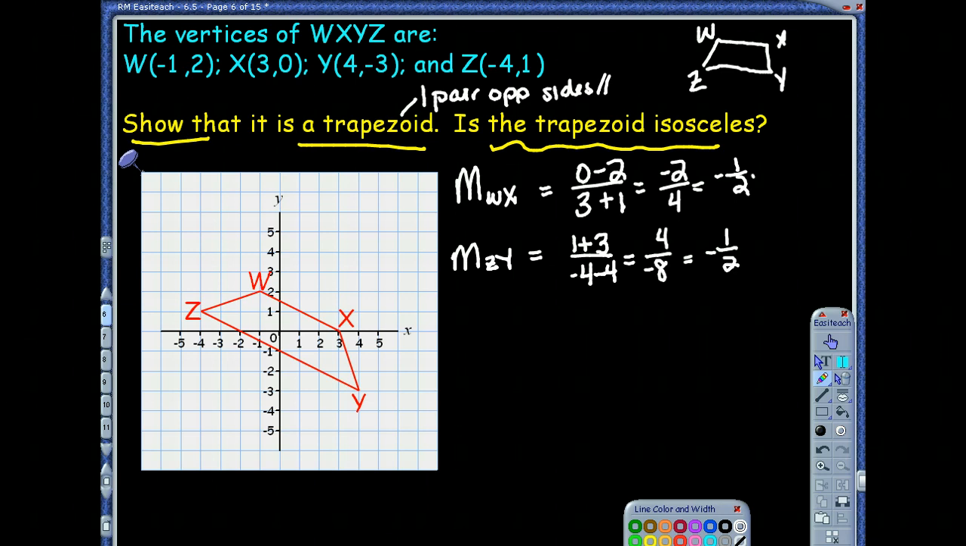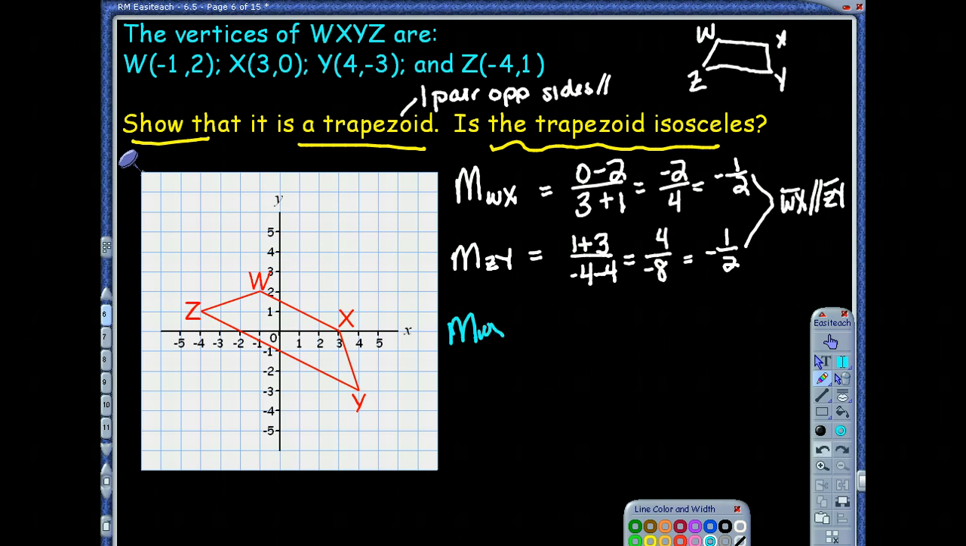So if some of you are thinking, well, all right, I've shown that those two sides are parallel, okay, but that still hasn't really shown it's a trapezoid. We've only shown one pair of parallel sides, but by definition, it says exactly one. So we have to show the other two sides are not parallel. Right. So let's do the slope of WX.